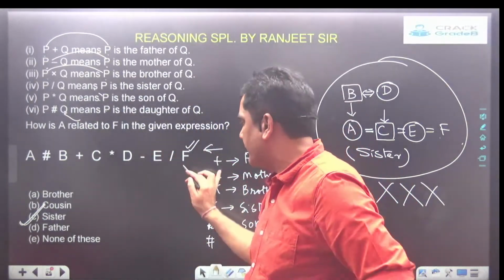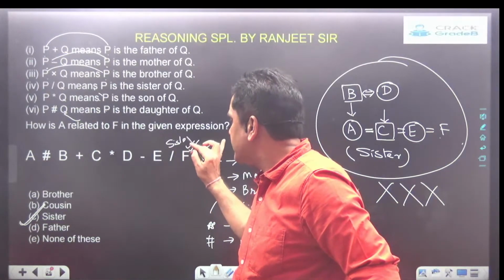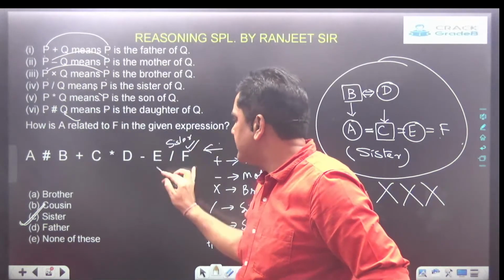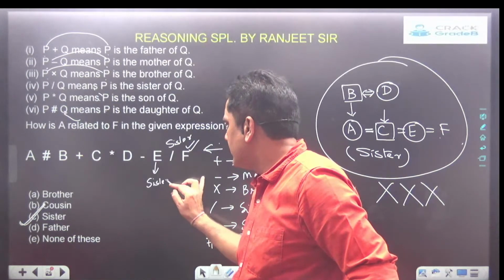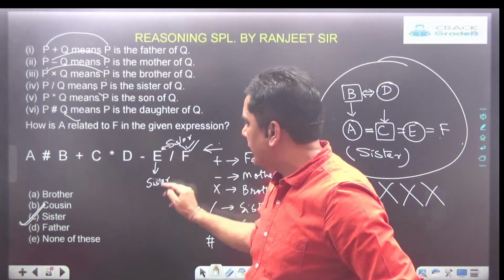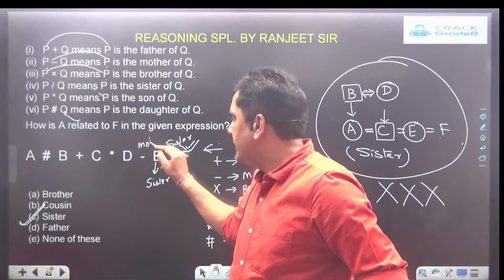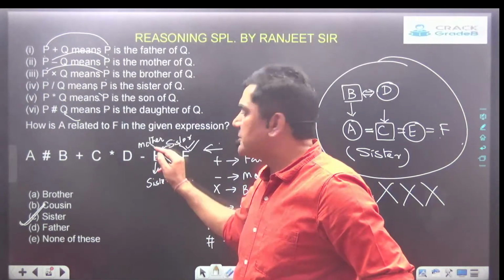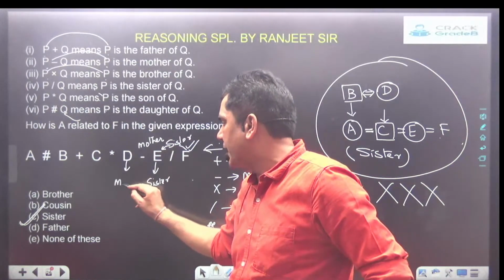I myself am F. This symbol stands for sister, so I will say my sister, and my sister is E. E is my sister. Next one. This stands for mother, so my sister's mother will be my mother. So D is my mother.